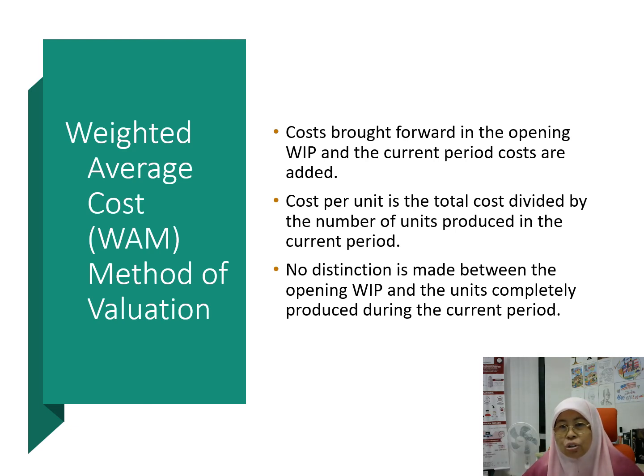For the weighted average cost method, the costs brought forward in the opening work in progress and the current period costs are added together, and we find the cost per unit by dividing the total cost by the number of units produced in the current period. There is no distinction between the opening work in progress and the units completely produced during the current period, the CPDP, because everything is valued under the weighted average method.